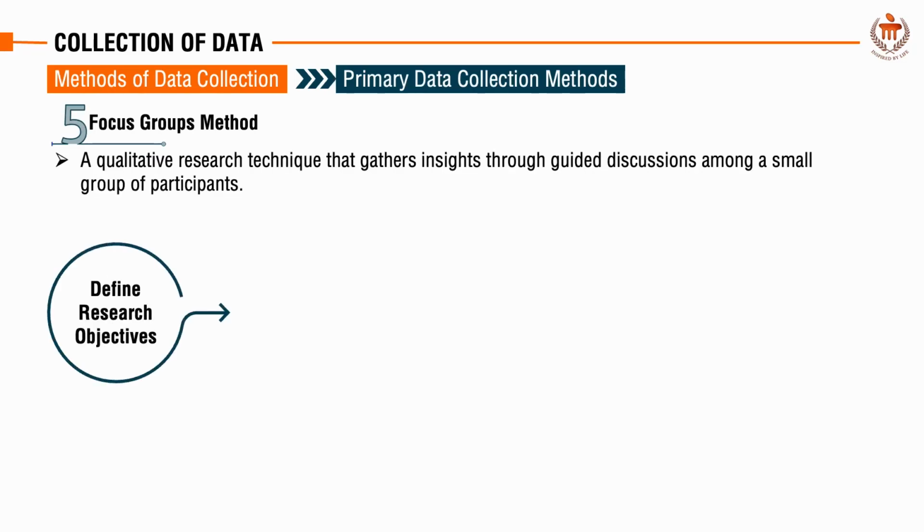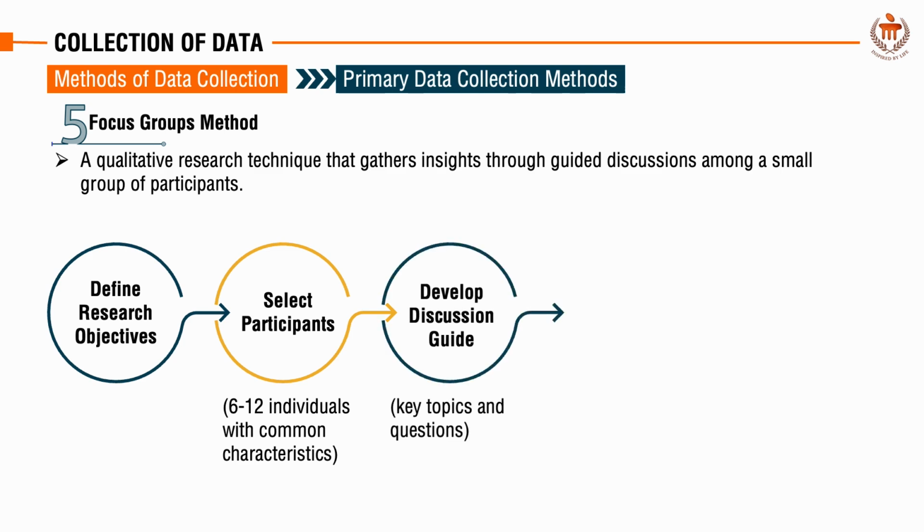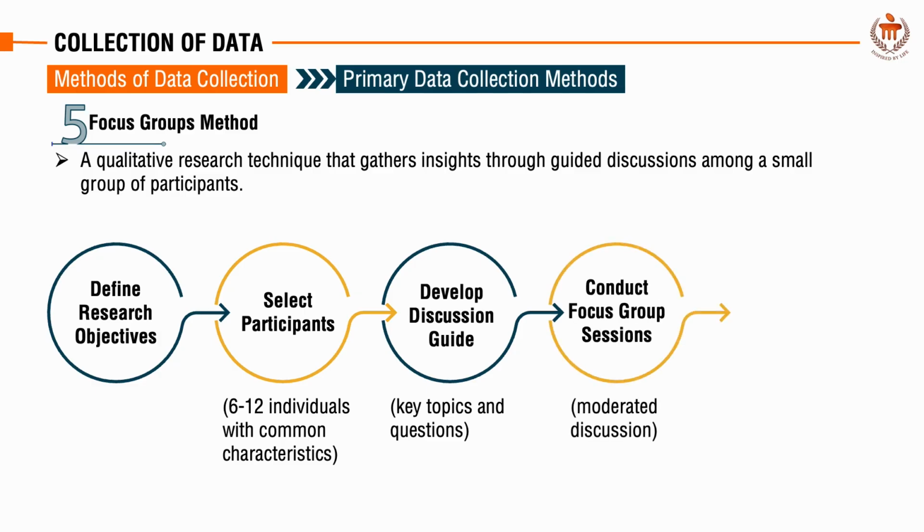Now, discussing next is the focus group method. It involves defining the research objective, selecting participants, 6 to 12 individuals with common features, developing a discussion guide where key topics and questions need to be discussed, conducting focus group sessions through a moderated mechanism, and analyzing the transcript and notes.